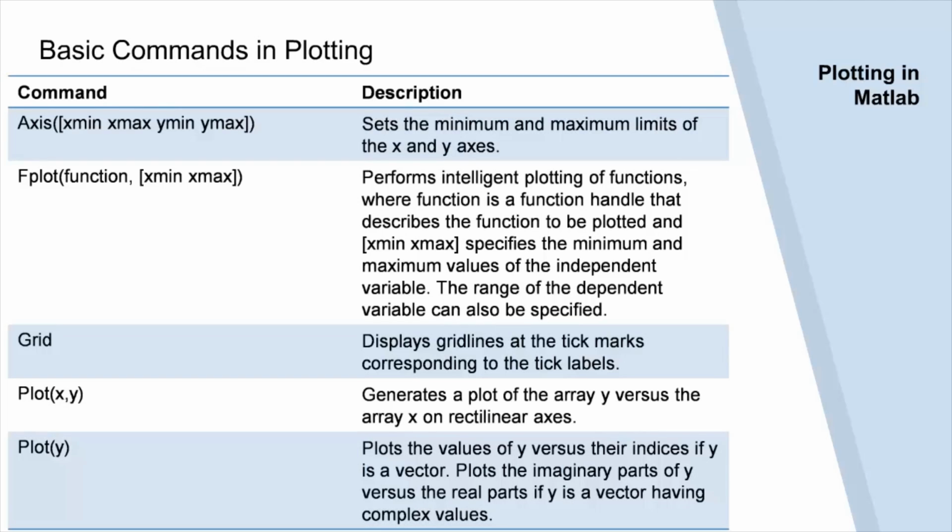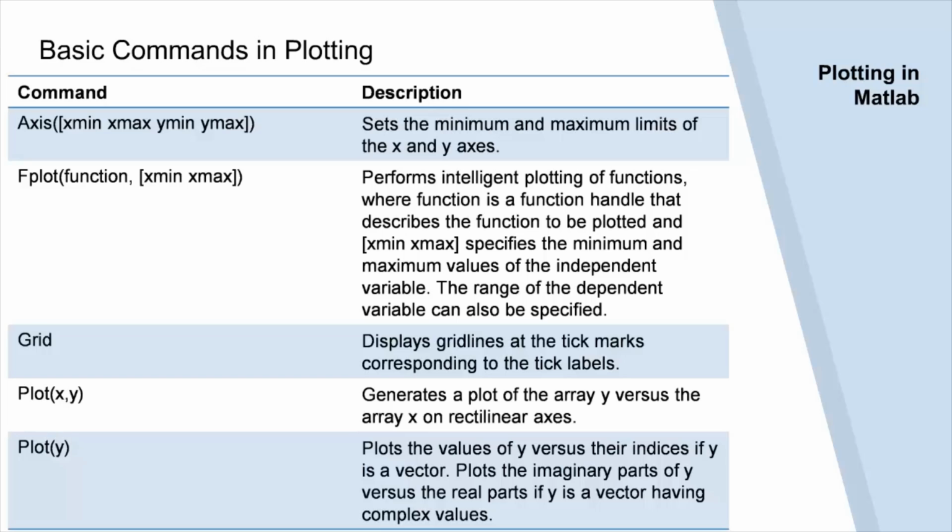Let me summarize some basic commands in plotting. So we have an axis command. The axis command takes in the x minimum, x maximum, y minimum and y maximum as its input values in an array. This sets the minimum and maximum limits of the x and y axis. Then we have the fplot function, which is a function plot. It takes in the function handle and the minimum and maximum values over which it has to evaluate the function. Basically this is an intelligent form of the plot function that automatically decides how much spacing is required to capture the exact behavior of the passed function.